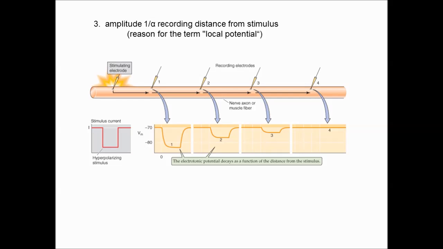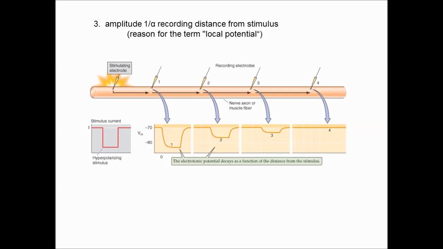So if you just inject a small amount of current, you'll slightly hyperpolarize. More current, you get more and more hyperpolarization. So the amplitude of this local potential is proportional to the stimulus strength. And the same here with a depolarizing current. If you inject the current in the opposite polarity, you'll depolarize the resting membrane potential, and the amount of depolarization is proportional to the current injected. So we call that graded. It's not an all-or-none phenomenon.